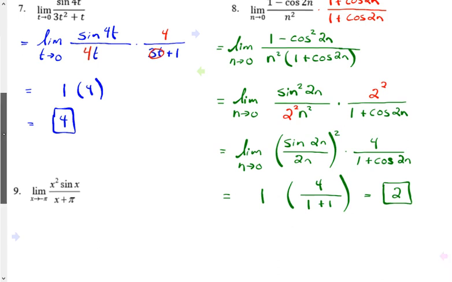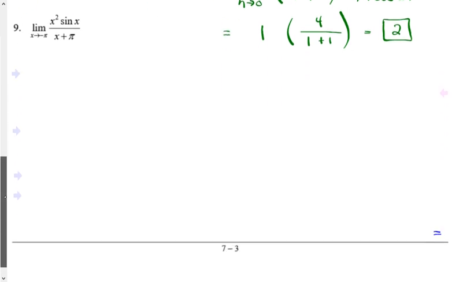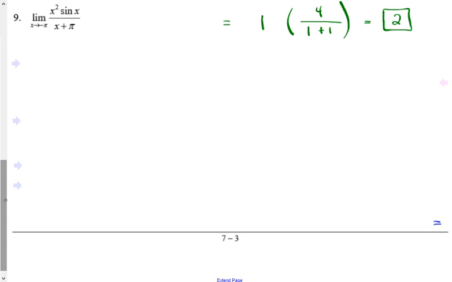Well, this leads us to question number 9. Number 9, what? X isn't approaching 0? How in the world are we supposed to find this limit? Well, x may not be approaching 0, but if x is approaching negative pi, x plus pi is approaching 0. So I treated it almost like an equation where we had that approaching arrow.